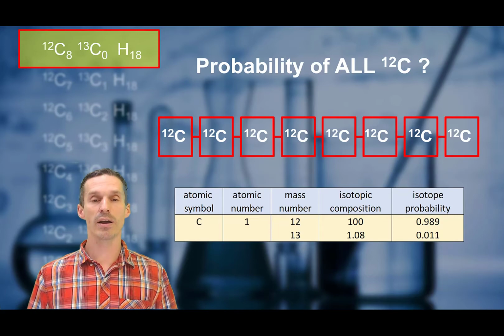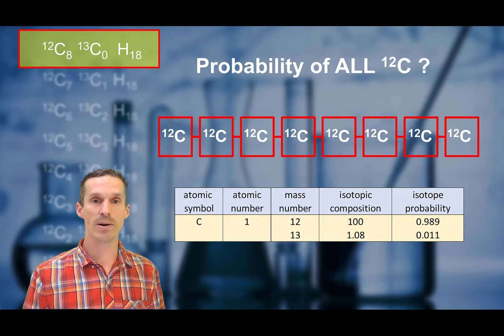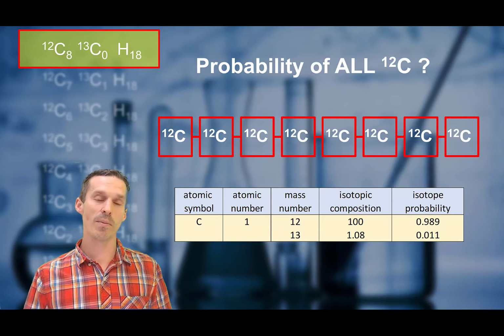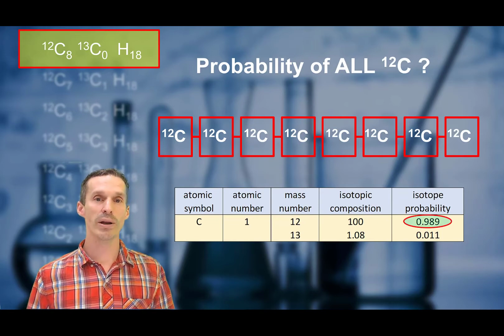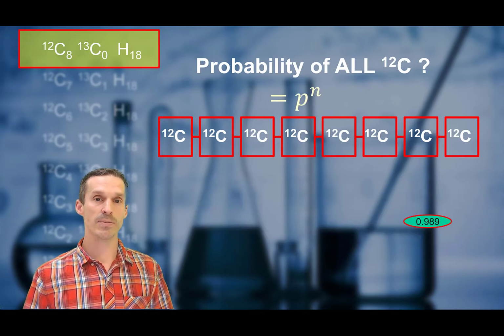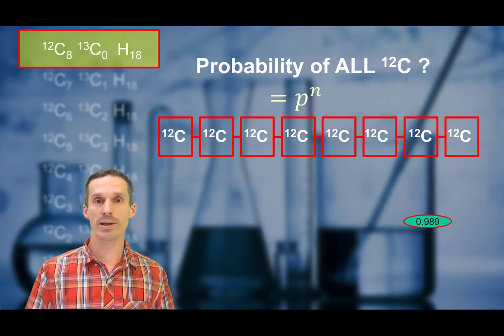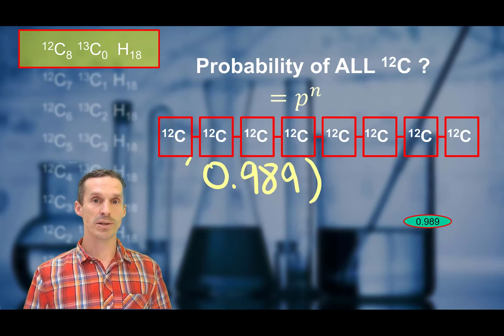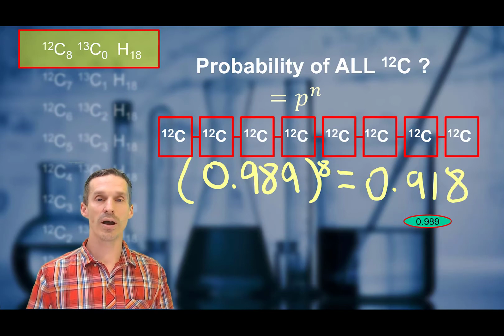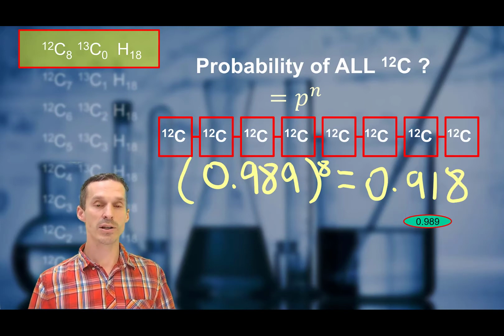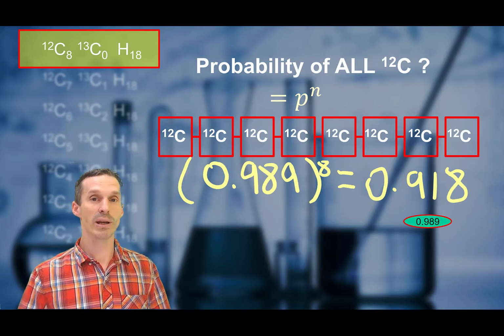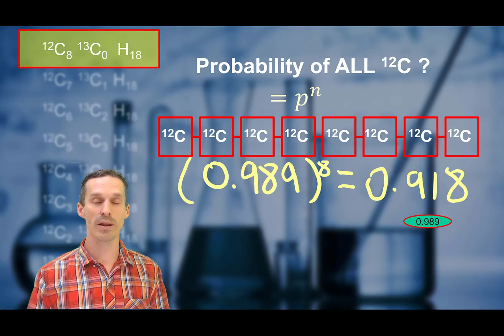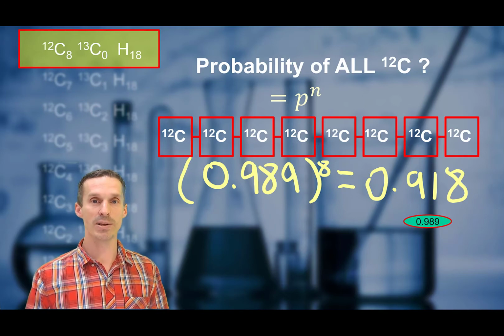What is the probability of a carbon-12? This comes from our table. And notice that I'm using the probability as a decimal. So we're focusing on carbon-12, this is 0.989. There happen to be 8 carbons in here, so we're going to raise that to the power of 8. We just do this calculation, and it turns out that the odds of finding carbon-12 exclusively in octane is about 92%, or a 0.918 probability. So most of the time it's carbon-12.